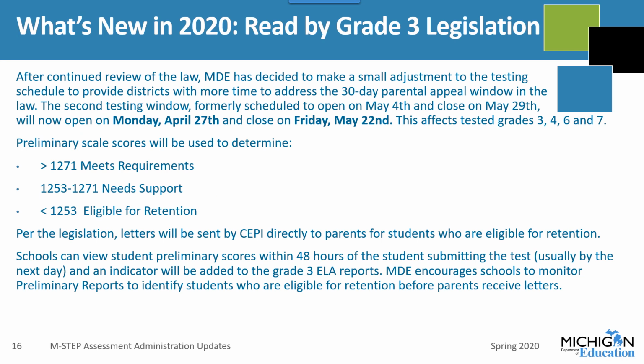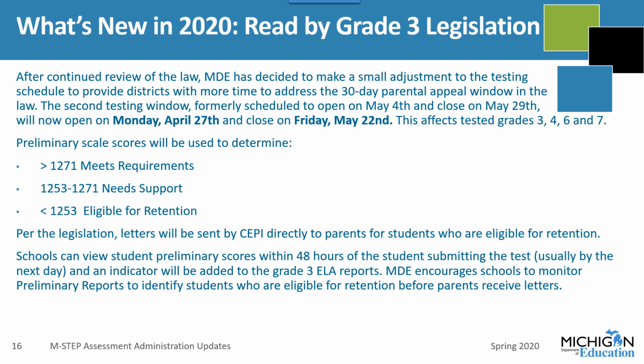As you are hopefully aware at this point, the testing window for grades 3, 4, 6, and 7 has been moved ahead a week so that the window opens on April 27 and runs through Friday, May 22nd. This is to accommodate the Read by Grade 3 legislation that requires adequate time to address the required 30-day parental appeal window. MDE is recommending schools administer third grade assessments during the first week of the window to make sure that all of the testing is completed in a timely manner and to allow time in case there are any issues that come up and need to be resolved.